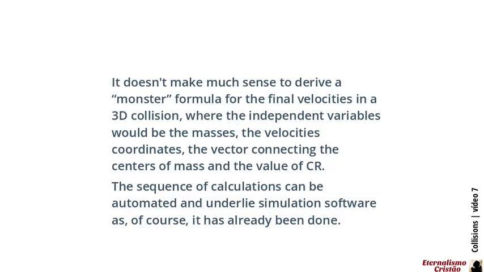It doesn't make much sense to derive a monster formula for the final velocities in a 3D collision, where the independent variables would be the masses, the velocities of A and B coordinates, the vector connecting the centers of mass, and the value of CR. The sequence of calculations can be automated and underlie simulation software as, of course, it has already been done, and has been just done by us.